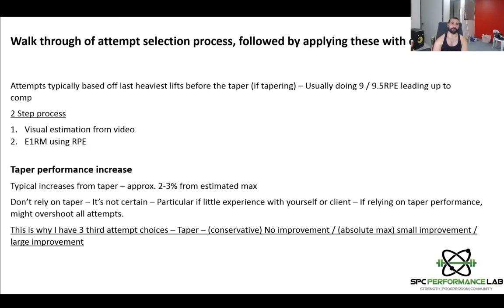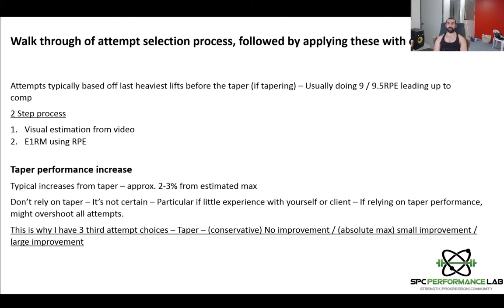However, I like to note that you should not always rely on the taper giving you a performance increase. Some people may not get anything from the taper. Some people may get a lot from the taper. But when I'm making my attempt selections, my first option attempt, which I will show in a sec, I do not want to include a performance increase from the taper. I want to do the worst case scenario, that they got 0 increase from the taper.